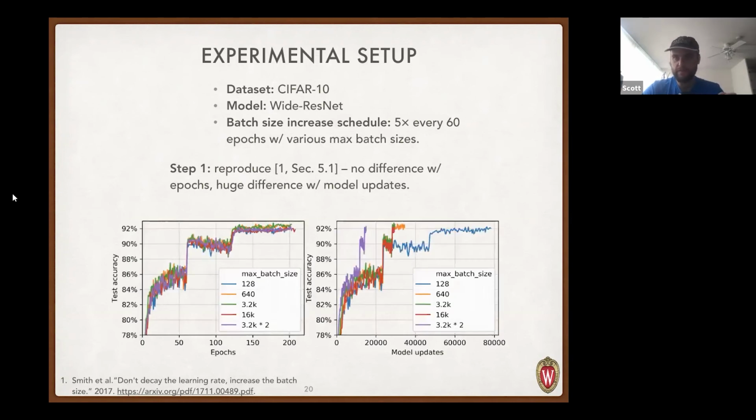Okay, so the results I'm showing now reproduce the existing work. The difference in test accuracy across epochs, or number of examples through the model, is the same for every method, regardless of maximum batch size. Here, if the maximum batch size is 128, the learning rate only decays. If it's 16,000, the batch size increases to 16,000, then the learning rate decays. 16,000 is, I think, 3 or 4, probably 4 increases. If we look at the same graph, but with model updates on the x-axis instead, we see that a larger maximum batch size helps a lot with reducing the number of model updates. So good, we've reproduced existing work.